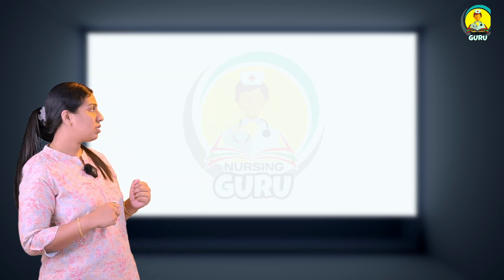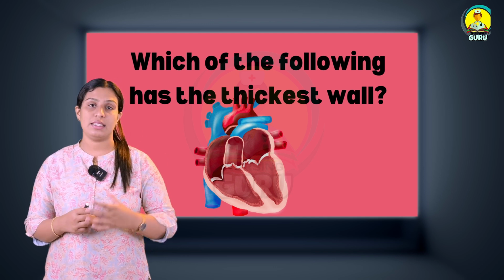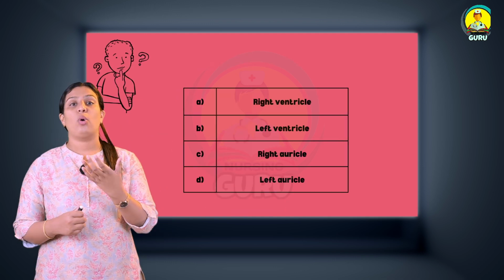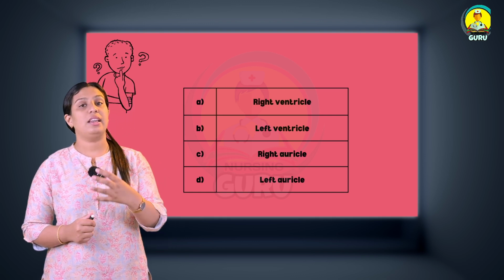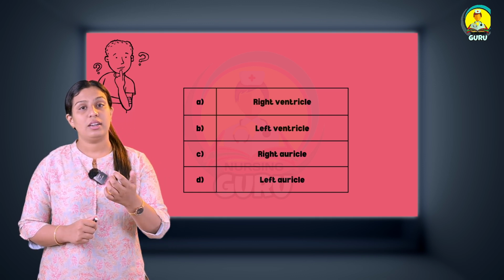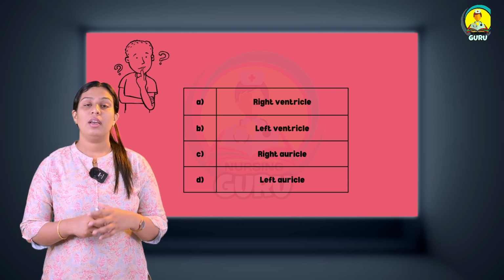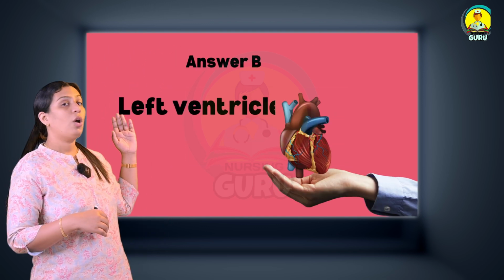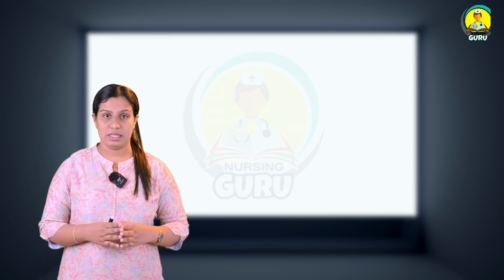Next question, which of the following has the thickest wall? Let us check the options. The first option is right ventricle, second option left ventricle, third one right auricle and the last one is left auricle. Here the answer is option B. Okay, we can move to the next question.